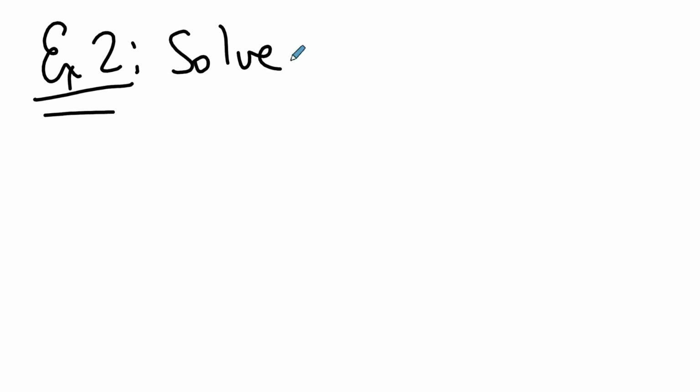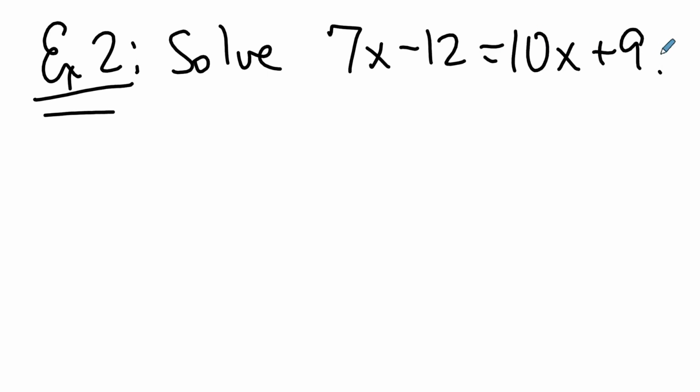I will demonstrate a little further. Let's solve something a little more complicated. Let's solve 7x minus 12 equals 10x plus 9. Well, what do we do here? Here there are variables on both sides, and there are constants on both sides. So we'll move all the x things to the right-hand side and all the constants to the left-hand side.